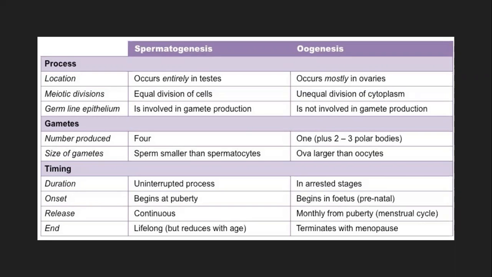So structure wise, the whole of the testis is not getting involved, but the germline epithelium is getting involved. In case of the ovary, actually the whole of the ovary is getting involved, and not the outermost layer only, like the epithelium layer, but it is the inner layer. Inner layer in the sense, it is the inner germinal epithelium layer. Yeah, so that is getting involved in the gamete production.